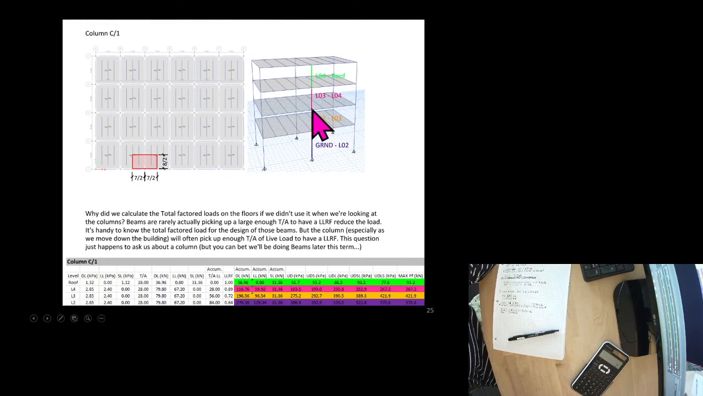For the column from level 3 to level 4, it is picking up level 4 and the roof. We have all of the worked out load combinations here, but the worst case one is dead, live as a principal, and snow as a companion.